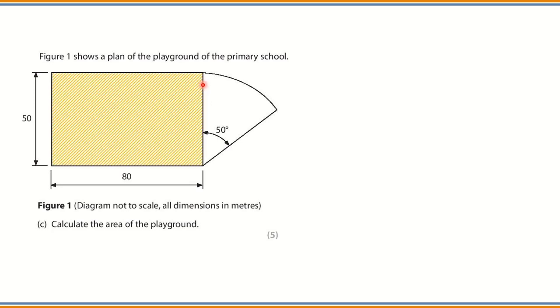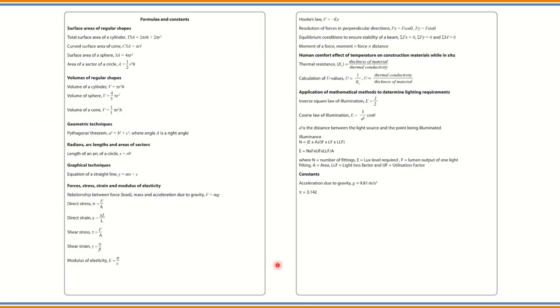The first one is a rectangle. To calculate its area, we need to multiply 80 by 50, which is 4,000 meters squared. And the second shape is a sector of a circle that has a radius of 50 and an angle of 50 degrees. These are the formulas that are included in the booklet that you will get the day of the exam.